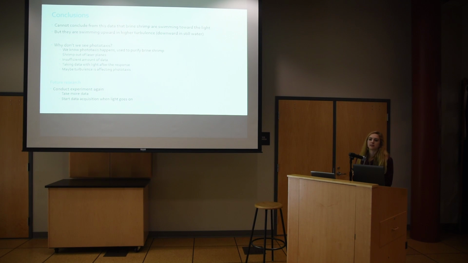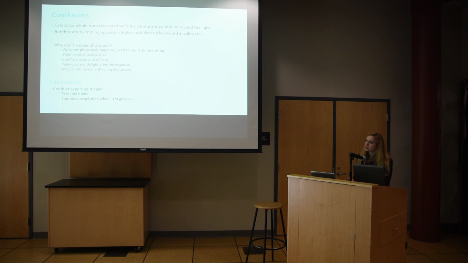And another explanation: our turbulence tank has 8 actuators that produce a uniform isotropic turbulence, at least they're supposed to. If there's a slight variation between the top and bottom actuators, it could produce either an upward or a downward turbulent flow. And then the brine shrimp might exhibit different phototaxis behavior. So we don't know if, when there's turbulence, that might affect their behavior towards light.